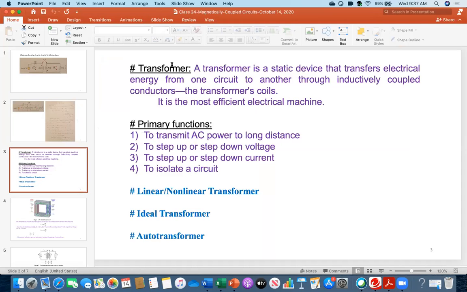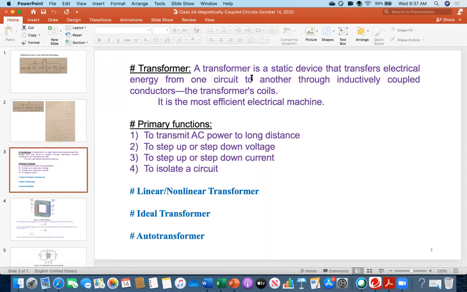So that's how you see the transformer's function: step up or step down voltage, step up or step down current, isolate a circuit, and transmit AC power over long distances. So what does that mean? And it is AC power, not DC power. And then everybody asks, what is the definition of a transformer?